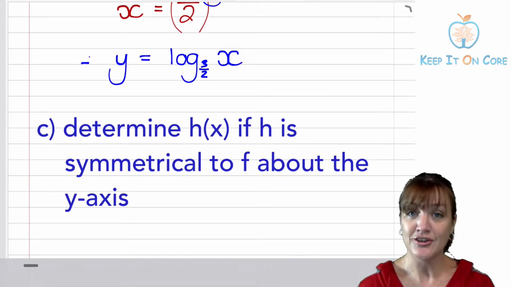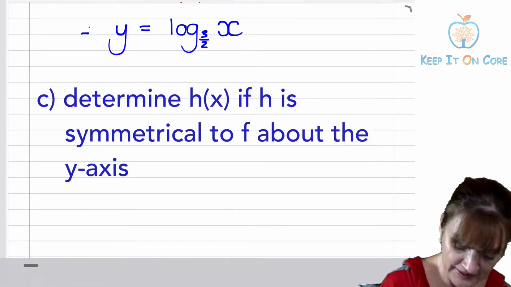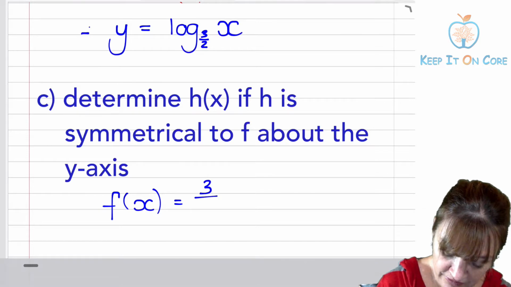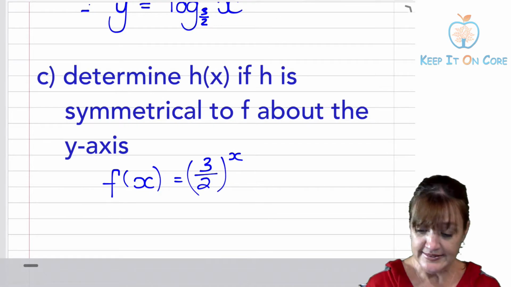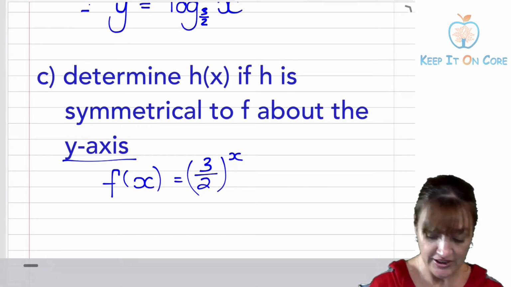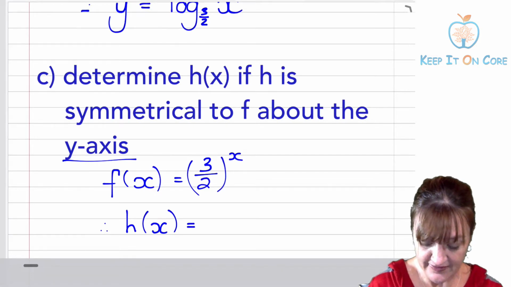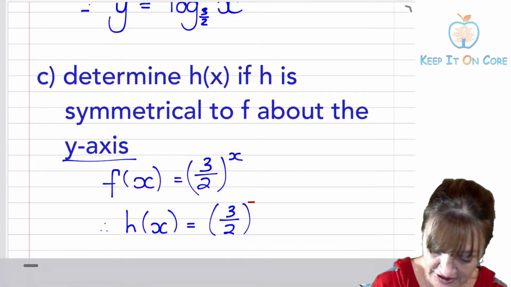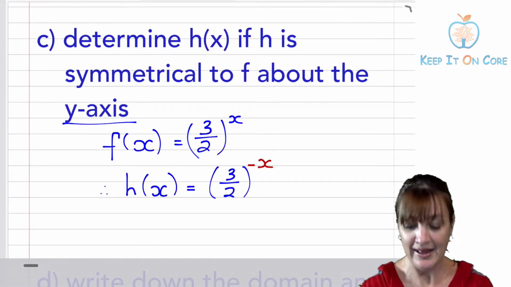Now they're asking for the equation of h, if it's symmetrical to f about the y-axis. Okay, so we spotted that right in the beginning, hey? We've established that our f of x graph is (3/2) to the power of x. That's the equation of my f of x function. The rule is, if we're reflecting something about the y-axis, then it's the value of x in the equation that changes sign. So your h of x equation is going to be (3/2), but instead of just x, we're now changing it to negative x, because of it reflecting about your y-axis.